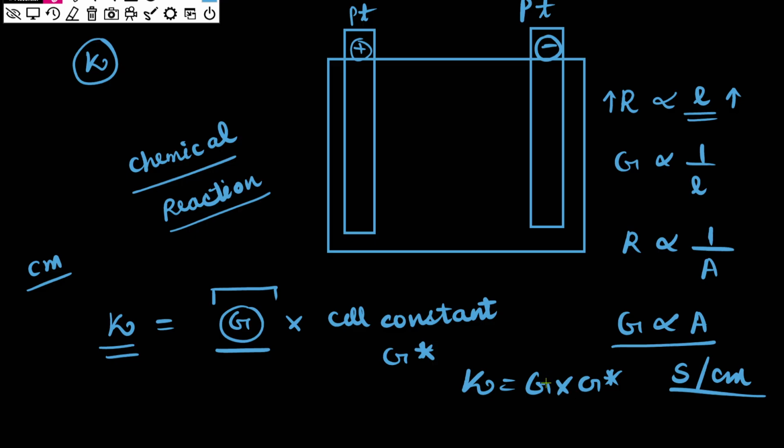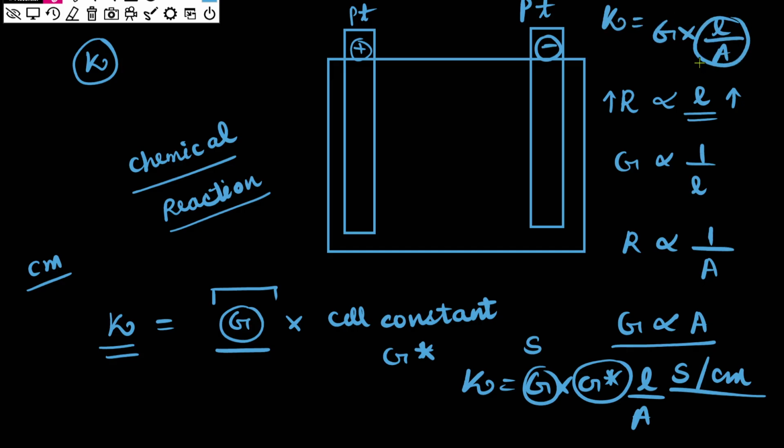So if I try to take the value of G here, it is what? It is Siemens. Now this should be centimeter inverse. So for centimeter inverse, it has to be l upon A. So conductivity or kappa is nothing but G multiplied by l upon A. And this l upon A is nothing but your G star or your specific cell constant.